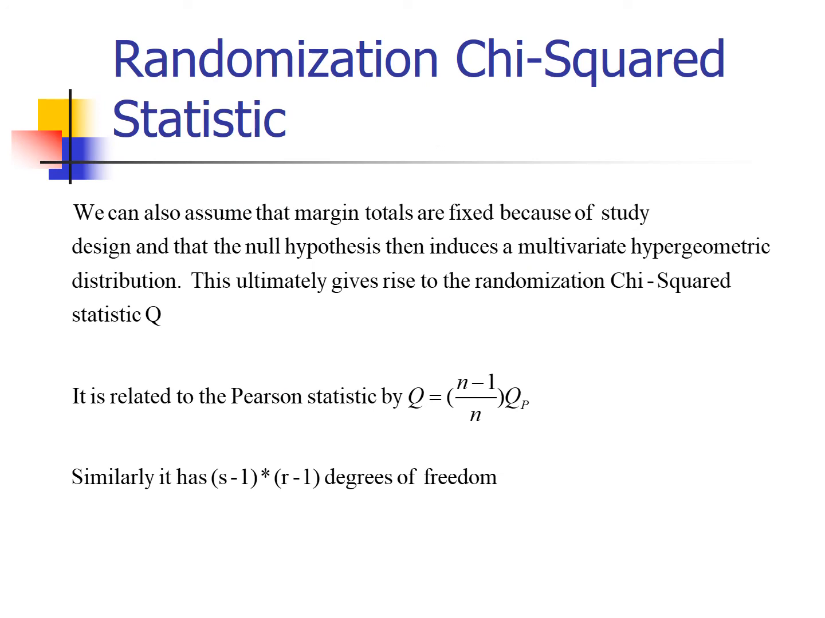Also, like before, our Pearson's chi-square test statistic has this Cochran-Mantel-Haenszel randomization analog. It comes about in the same way. That is, if we assume that margin totals are fixed, both row totals and column totals, this induces a multivariate hypergeometric distribution. And then we can mathematically go from there to derive something called a randomization chi-square test statistic. We'll just call that Q. And it turns out that we have the same relationship that we had before. This randomization one is just a little bit smaller than the Pearson one, although very, very close. It also has the same formula for deriving the degrees of freedom.